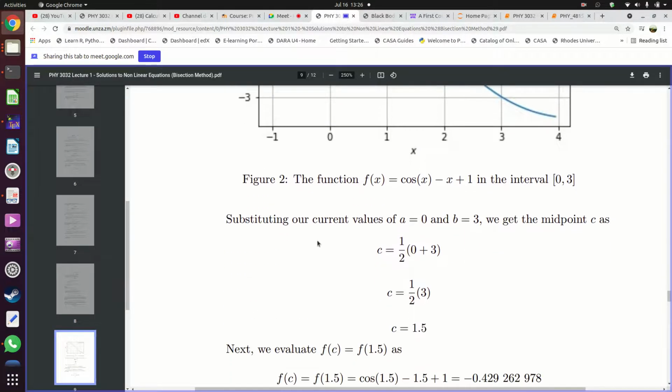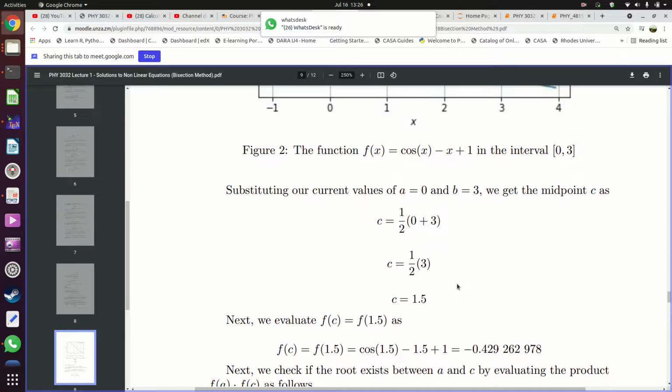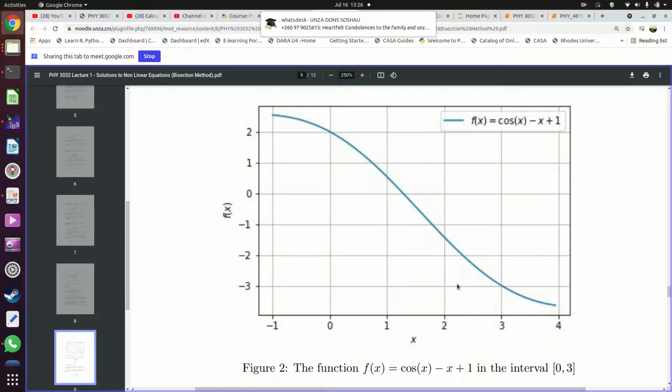So substituting our current values of A equals 0 and B equals 3, we want to get a midpoint. So C is going to be equal to half of 0 plus 3. 0 plus 3 is 3. So that's going to be C equals half of 3. Then 3 divided by half, you're going to get a midpoint of 1.5. Are we clear?